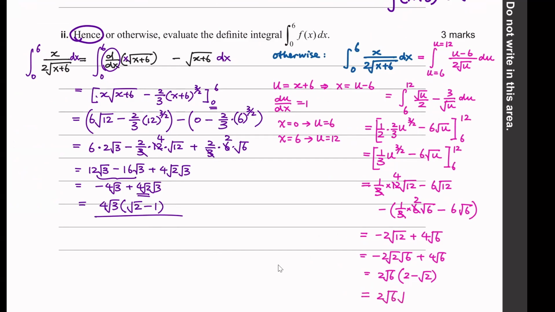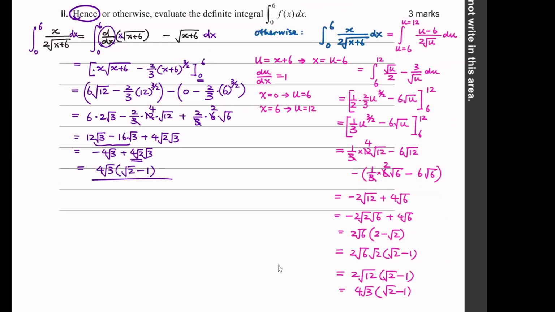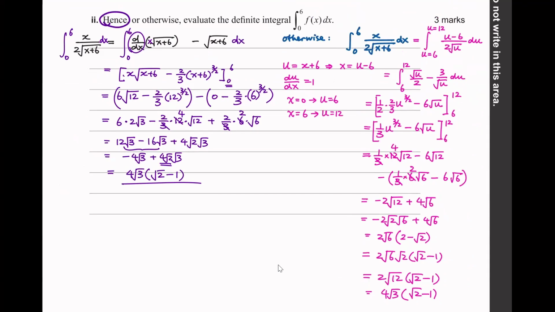Like this, so you get 2 root 12 divided by root 2 minus 1, which is just 4 root 3 over root 2 minus 1. Okay. Anyway, it's not an awfully challenging question.